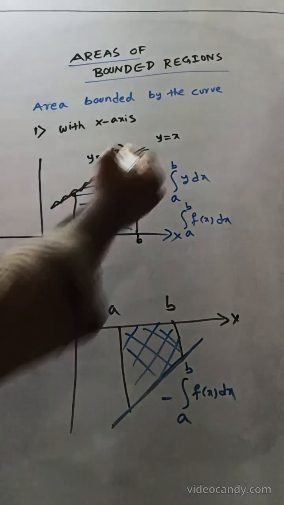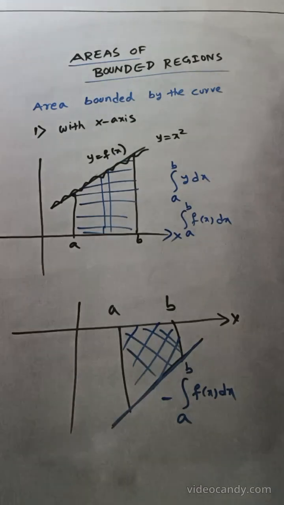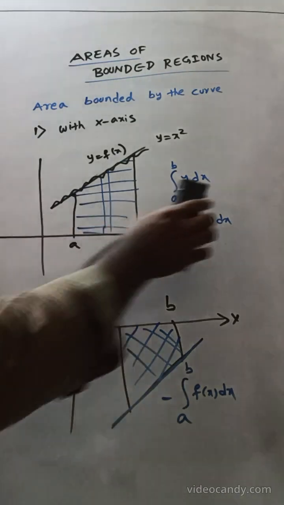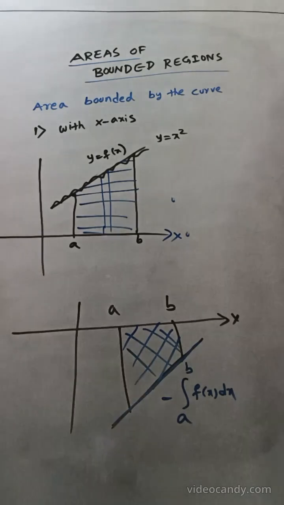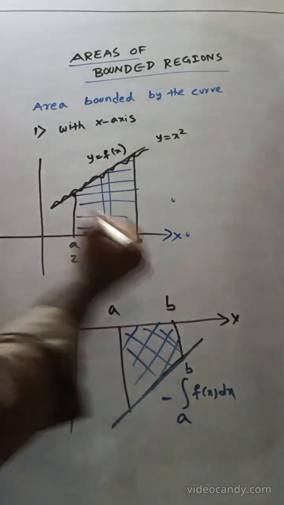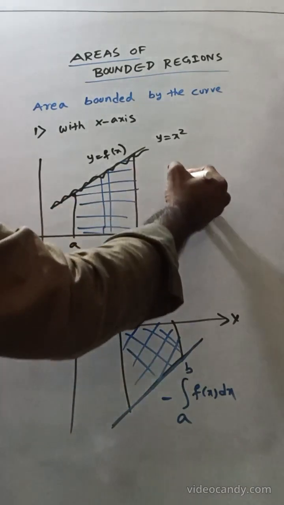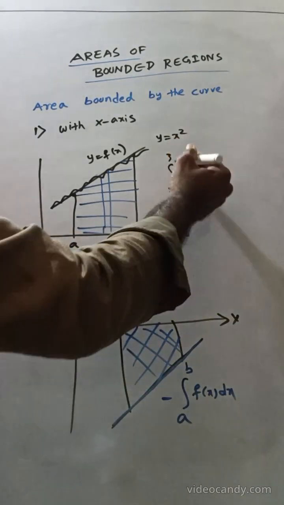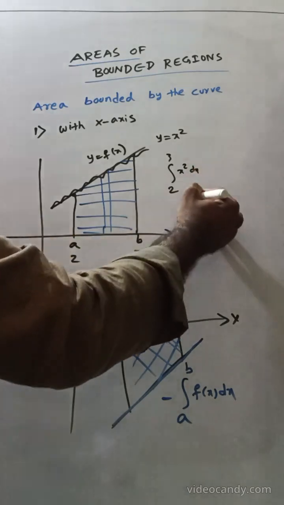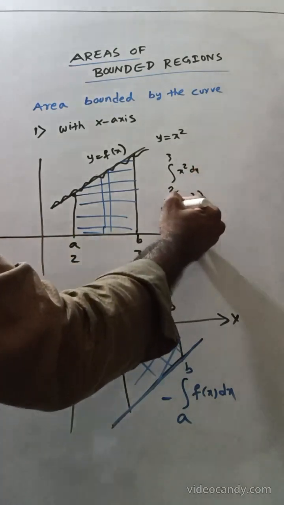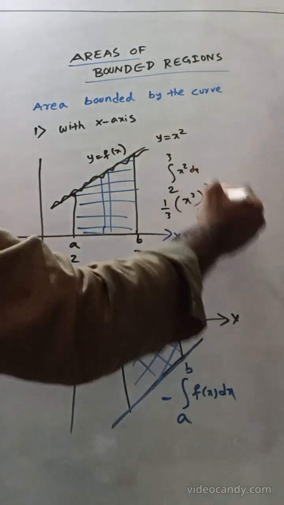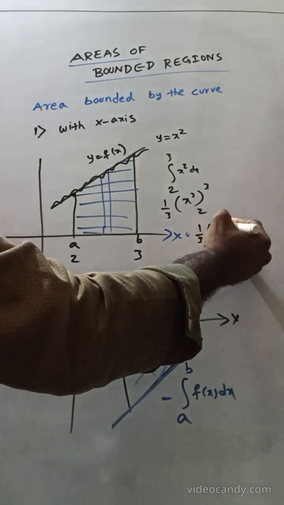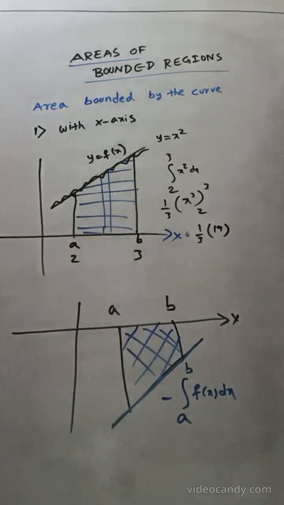Let me take y is equal to x square. Let us see how we will get the answer here. So y is equal to x square, right? Now the area between 2 and 3 I want to find. So integration of 2 to 3 x square dx. So this is x cube by 3 from 2 to 3. So 1 by 3 times of 27 minus 8, that is 19 by 3.